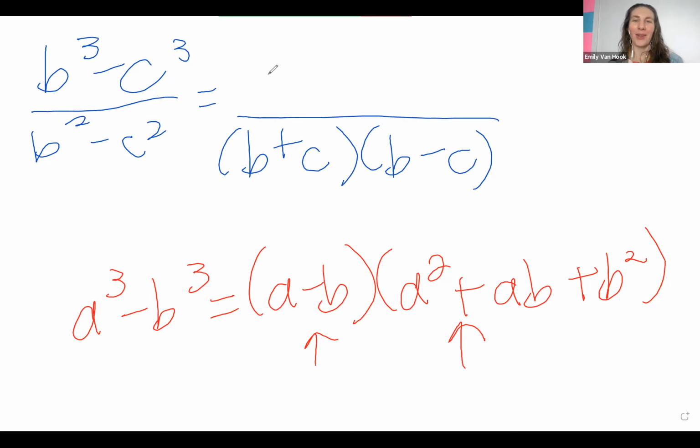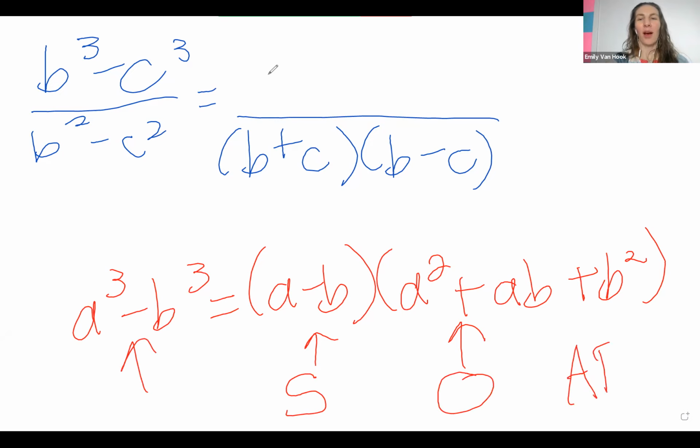Same, opposite, always positive. For the last one, meaning this first sign is the same as your original problem. The second sign is always opposite. And then the last one is always positive. SOAP. Maybe I've shown you SOAP at this point as well. All right, so that's our formula. So you pretty much have it, just instead of A and B, it's B and C.